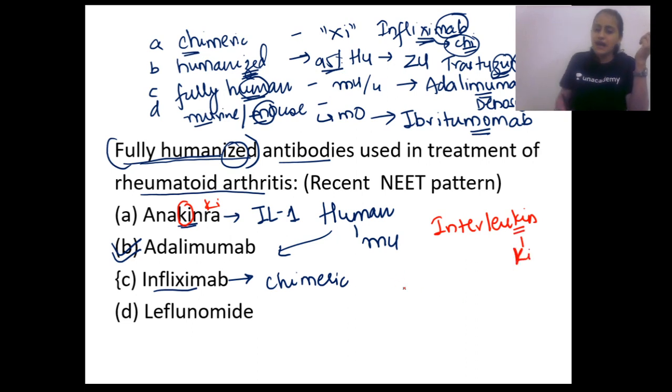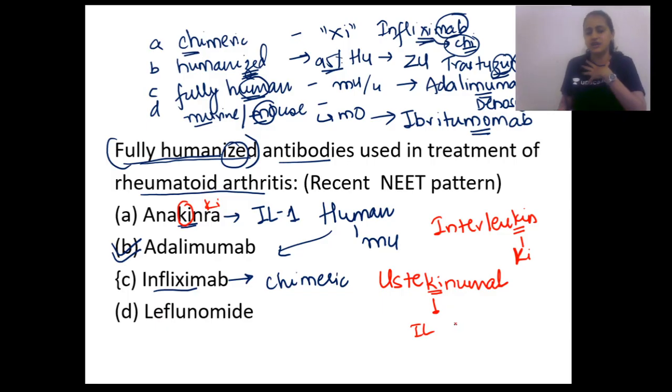Like you have ustekinumab, which is against interleukin. It is against interleukin 12 and 23, and it is used in psoriasis. Correct. So that tells you that this is against interleukin. So very important point. Please remember about this.